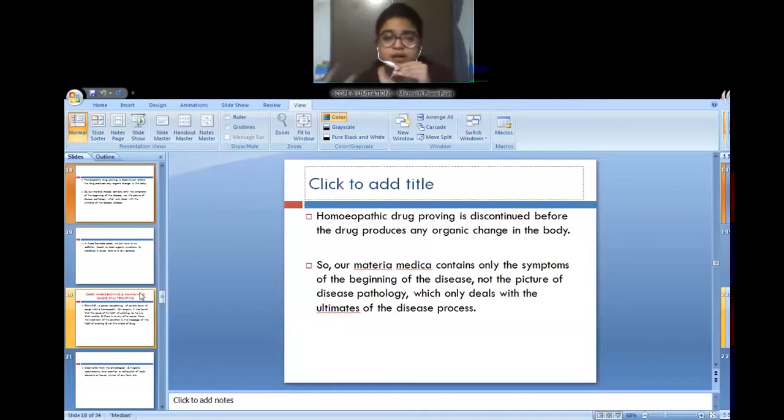After the disease reaches a certain limit, that is the result. The result it produces is the organic changes, affecting the organs or tissues. So we don't deal with those results of diseases. We only have the symptoms of the beginning of the disease.